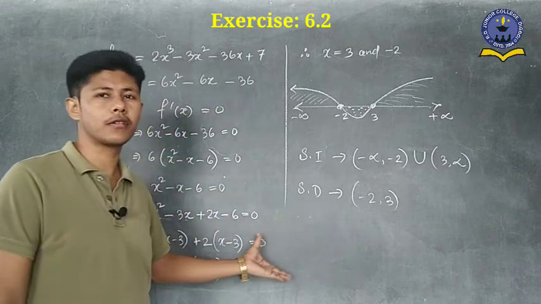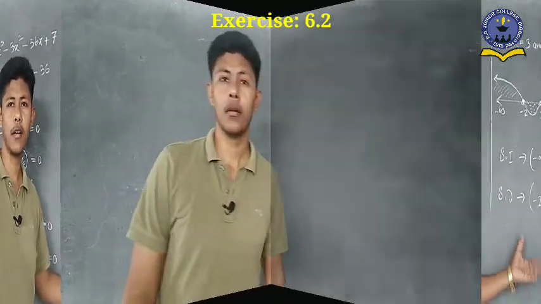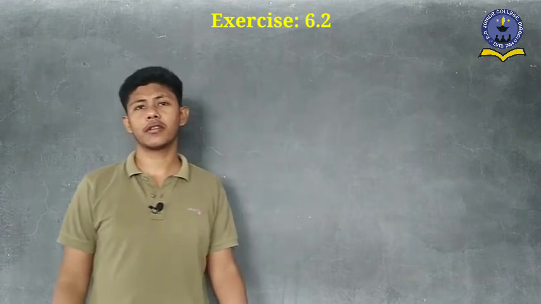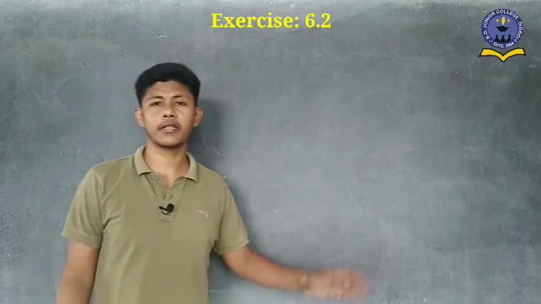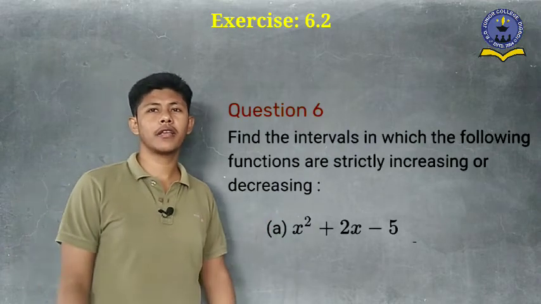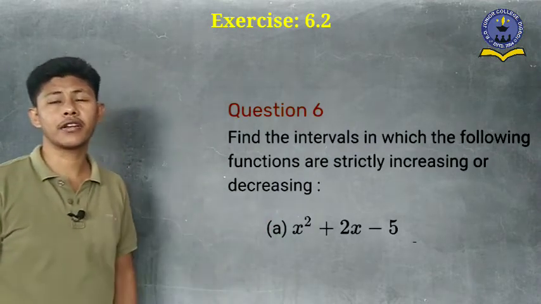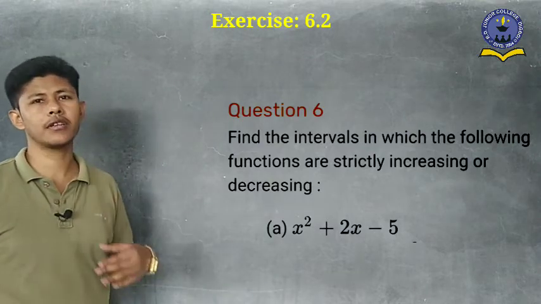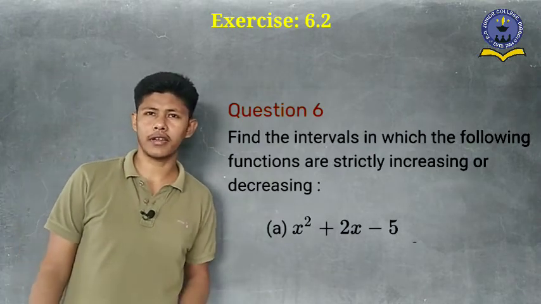I think all of you understood this one. Is it clear? After completing question number 5, the next question is question number 6, and the question is given in this way. Find the interval in which the following functions are strictly increasing or strictly decreasing. Each and every time the questions mention strictly increasing and strictly decreasing.